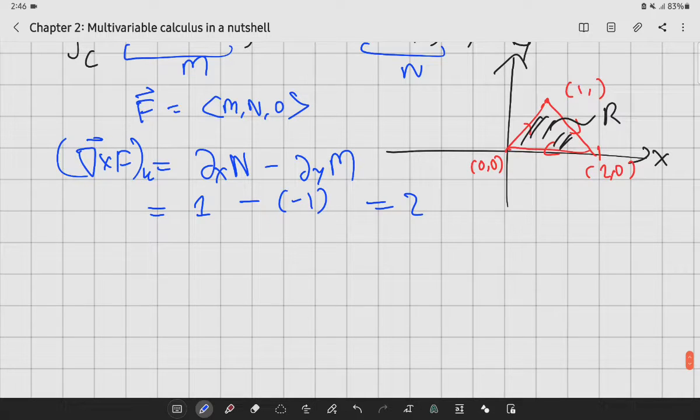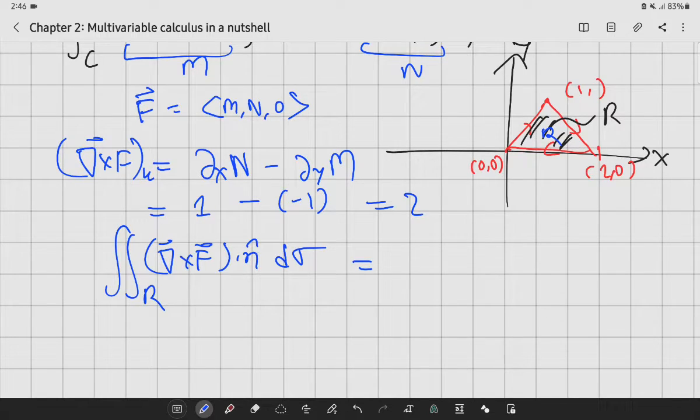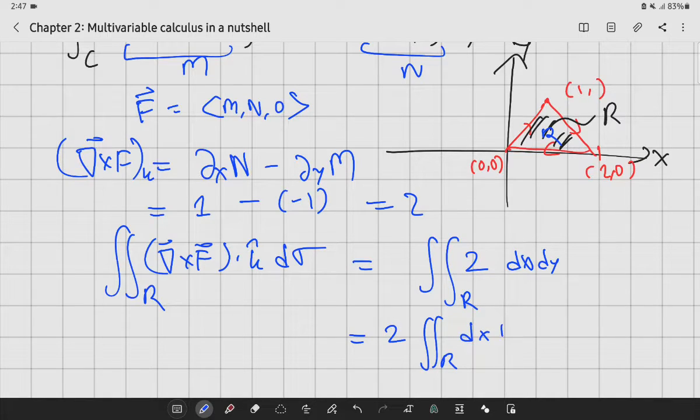Now I only need to do an area integral of curl of F dot n hat d sigma over this region R. The curl of F dot n hat is obviously k hat in this case because you're in the plane, and d sigma will be dx dy because you're in the Cartesian system. So this is going to give me an integral of 2 dx dy over this region R. Now 2 is neither a function of x nor of y, so I can take it outside the integral: 2 times the integral of dx dy over the region.